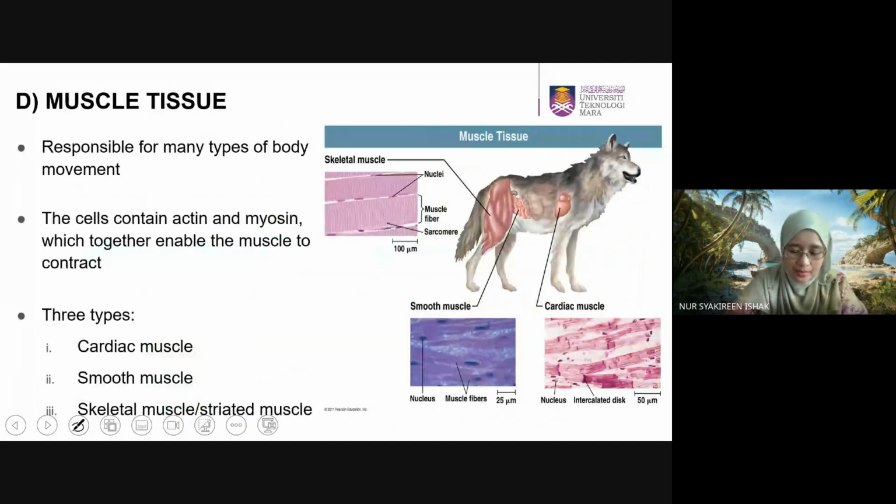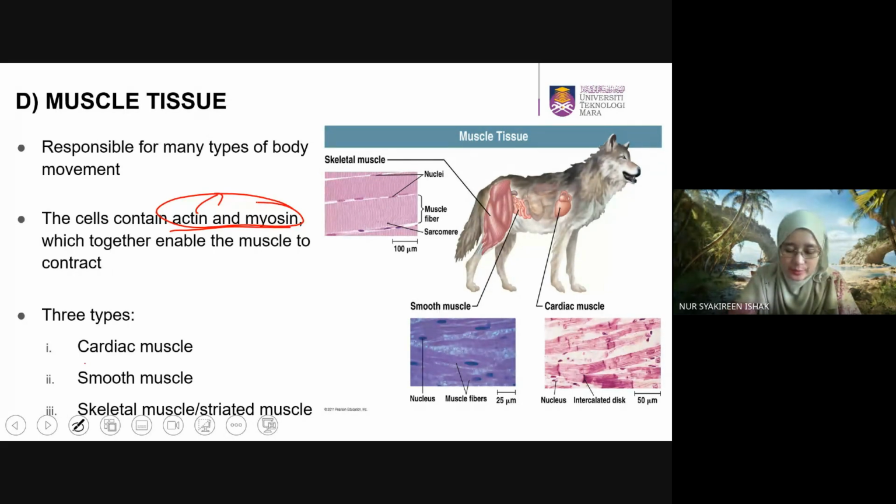So next one is the muscle tissue. It is responsible for many types of body movement. The cells contain actin and myosin, which together enable the muscle to contract. Actin and myosin ni kita tengok hari tu dekat microfilament, the cytoskeleton, right? This component allows the muscle to be able to contract and relax.